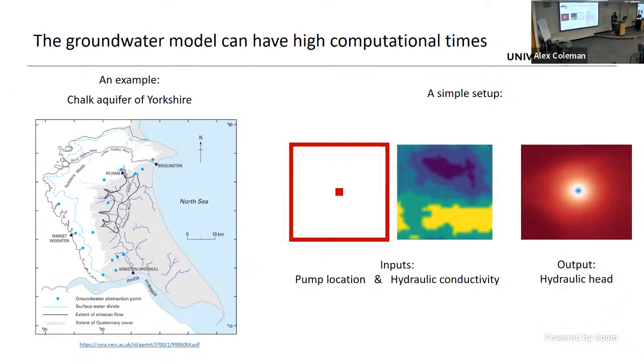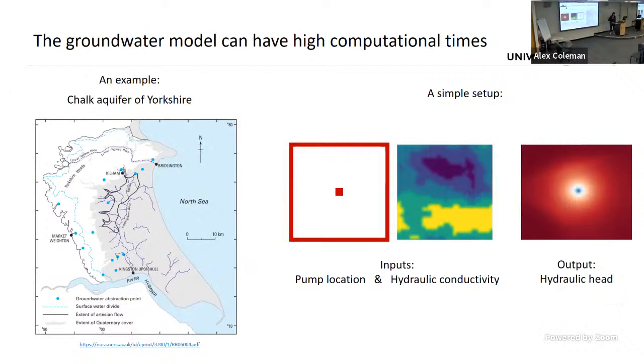You can see an example on the left of the chalk aquifer of Yorkshire. You have different points which have abstraction of water, and you can imagine you have different geology, and the geology actually governs how the water moves. Eventually water tends to go where it's more permeable, where it's easier to flow.